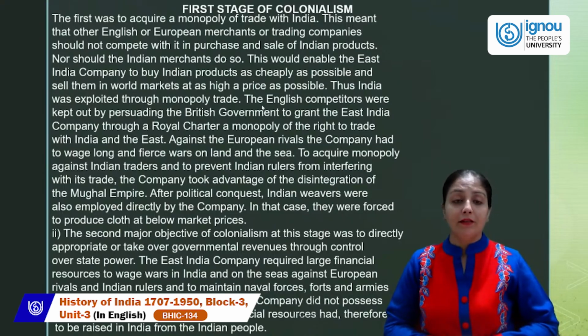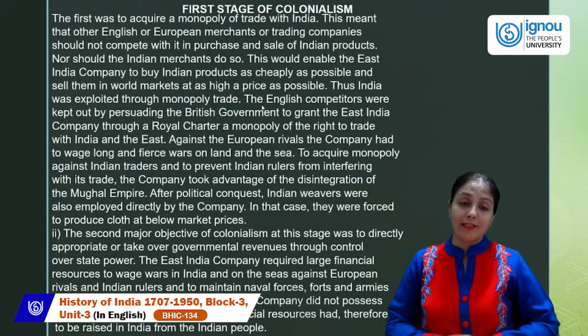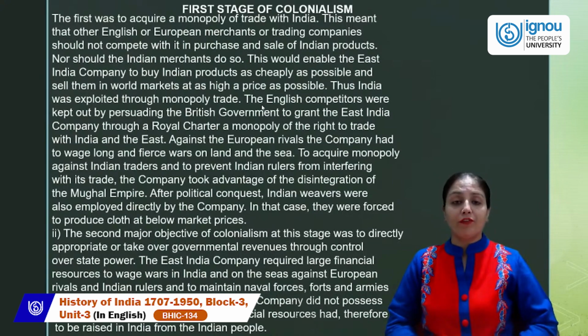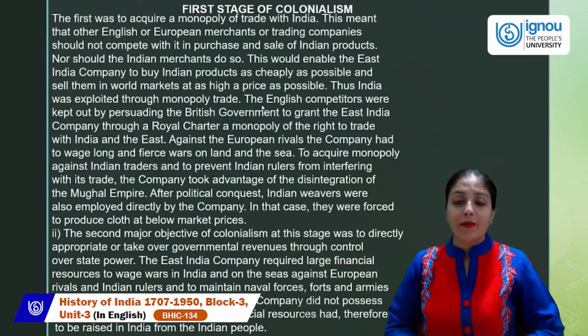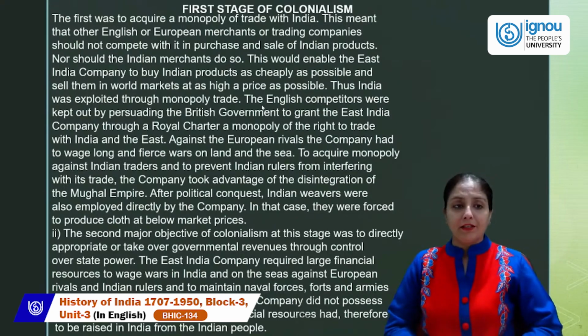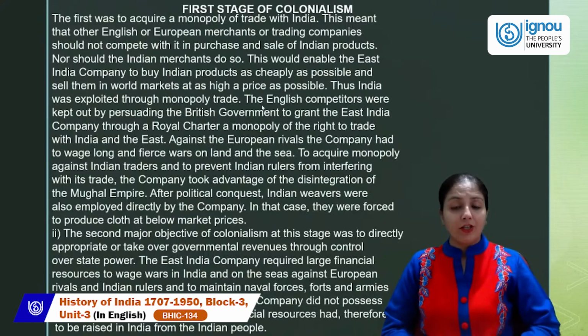Royal charter means the Charter Act, which was given by the British government: a monopoly of the right to trade with India and the East. Just like India and China, they had a monopoly on trade. Against European rivals, the company had to wage long and fierce wars on land and sea to acquire a monopoly against Indian traders and to prevent Indian rulers from interfering with its trade.